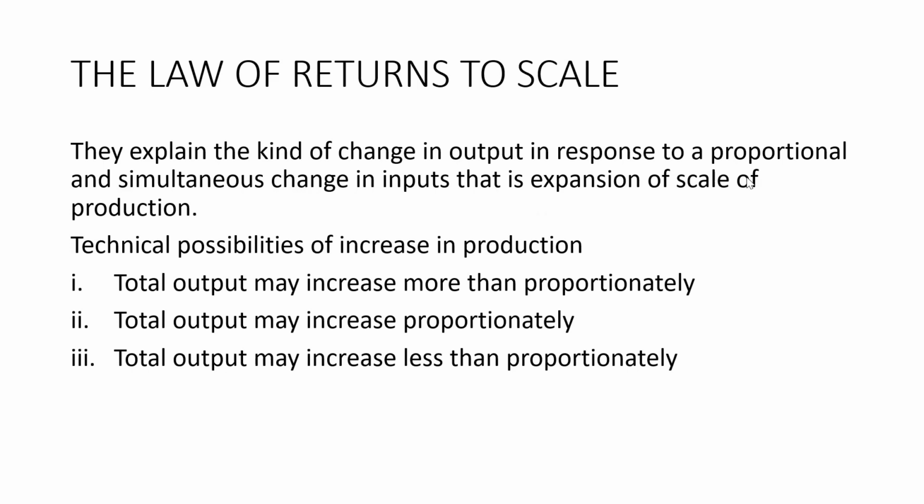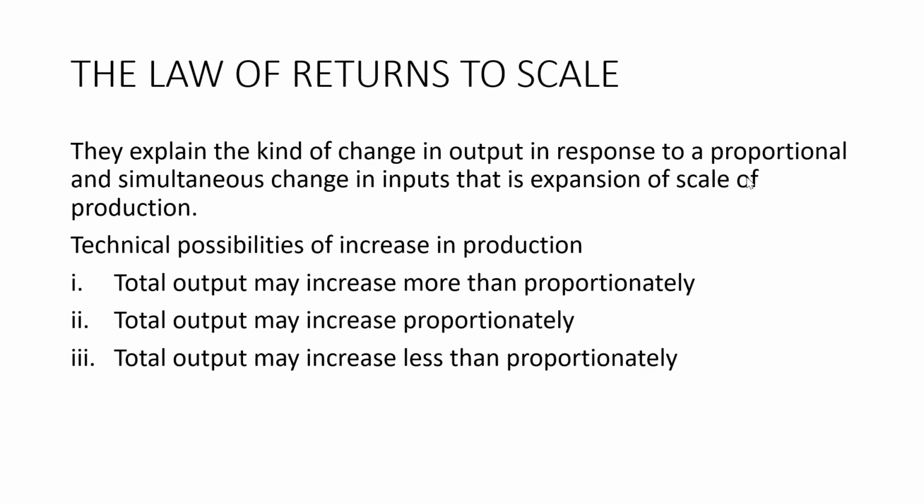So we have the law of returns to scale. Long run production leads to the laws of returns to scale. The laws of returns to scale explain the kind of change in output in response to the proportional and simultaneous change in inputs. Increasing inputs proportionately and simultaneously is in fact an expansion of the scale of production. So when a farm expands its scale of production, it increases all the inputs in a certain proportion.